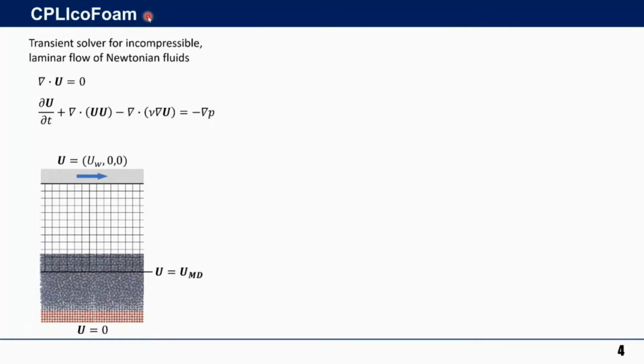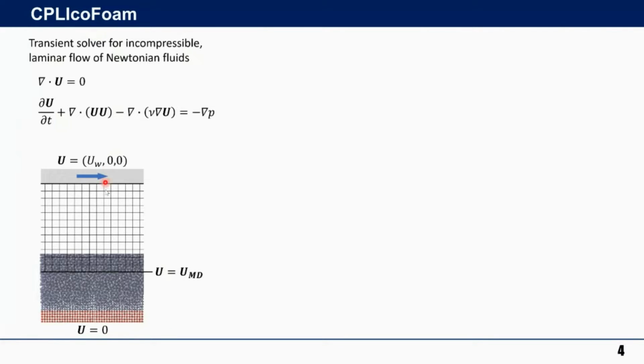IcoFoam is probably one of the most popular solvers of OpenFOAM. It's a transient solver for incompressible laminar flow of Newtonian fluids, and in the case of CPLIcoFoam, it uses the CPL coupling to set some of the boundary conditions. So IcoFoam is solving the continuity equation for an incompressible flow and the momentum equation for a laminar flow of a Newtonian fluid, which appears in the following form.